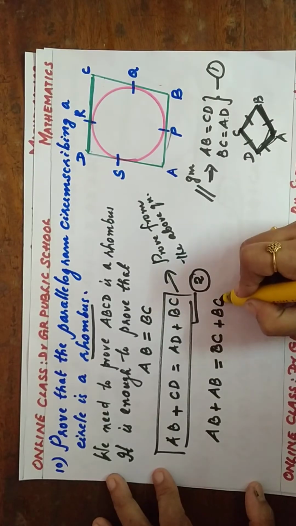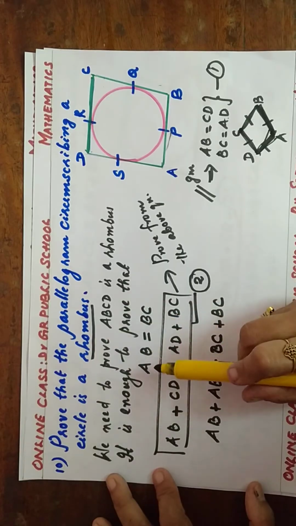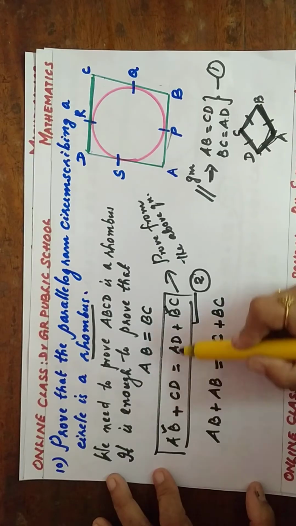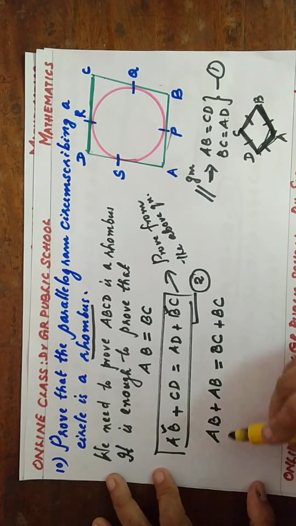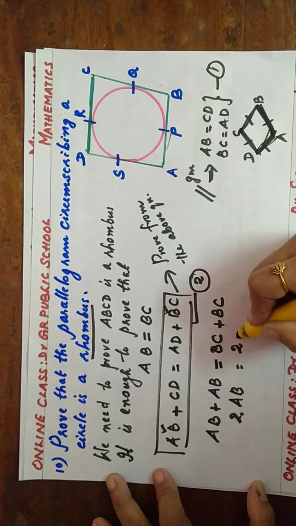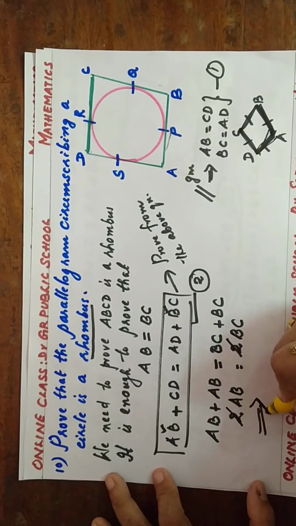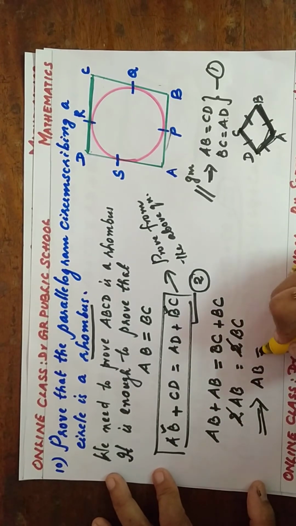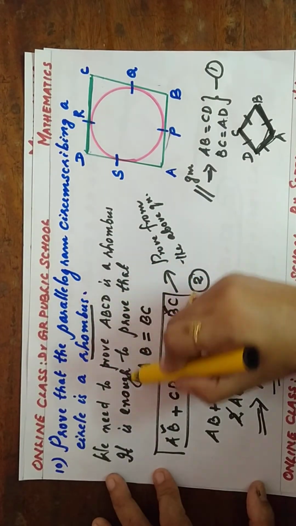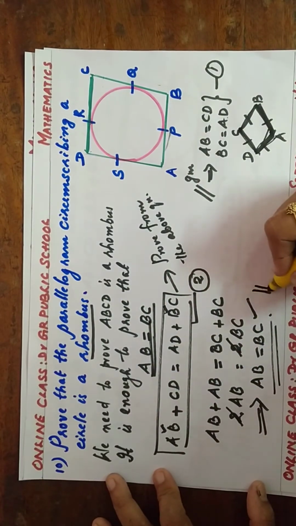So BC plus BC. Why do I replace like this? Because I need to prove AB equals BC. It means that I want the sides AB and BC. So keeping the sides AB and BC there, replacing the other sides from equation 1, what you can say is 2 times AB must be equal to 2 times BC. Am I right? You can cancel 2 from both sides, which implies that AB equals BC. Hence proved. We wrote that it is enough to prove that AB equals BC, so this much is enough.